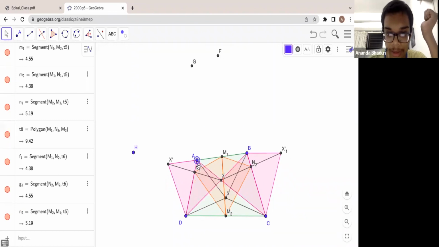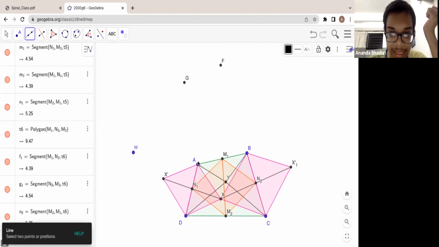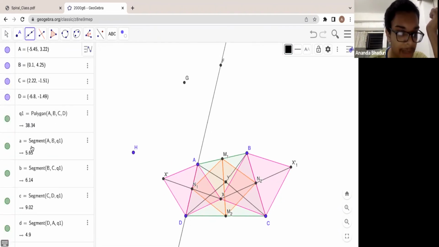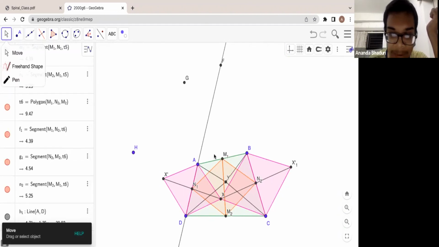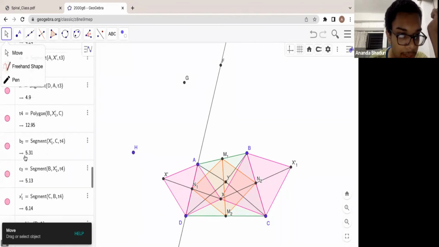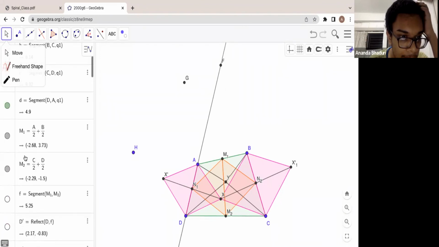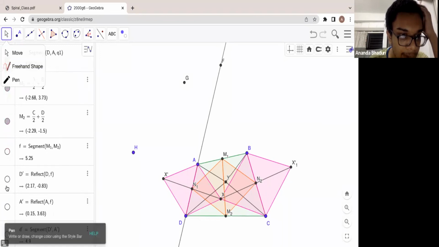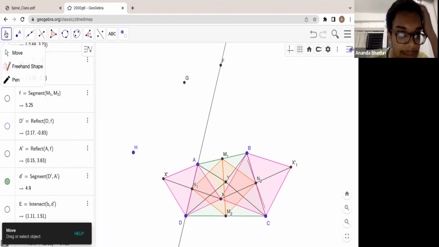Now, with this, we can construct X. This is how we construct X. In fact, this is how I constructed X in my diagram. We take line AB, we reflect it in line M1, M2.